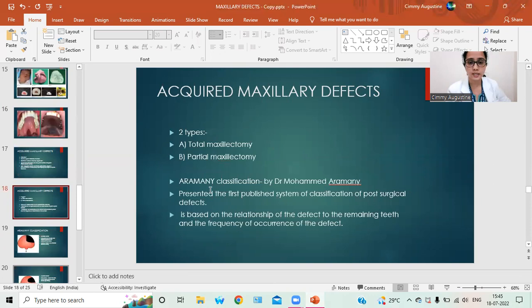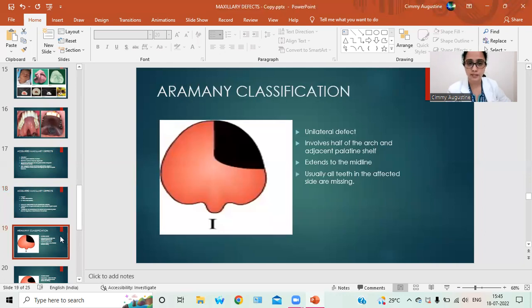Now, as I said, maxillary defects could be because of either a maxillectomy or a partial maxillectomy. Dr. Mohammad Aramany presented the first published system of classification of post-surgical defects. This classification is based on the relationship of defects to the remaining teeth and the frequency of occurrence of the defect. According to Dr. Aramany, class 1 defect is a unilateral defect. This involves half of the arch and adjacent palatine shelves. This extends to the midline, and usually all the teeth on the affected side are missing.